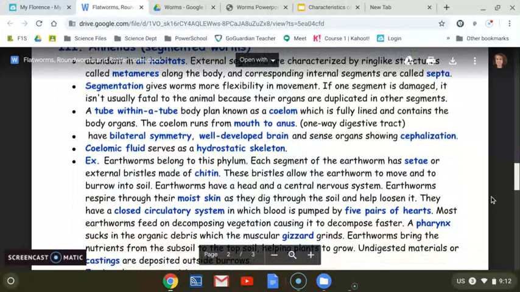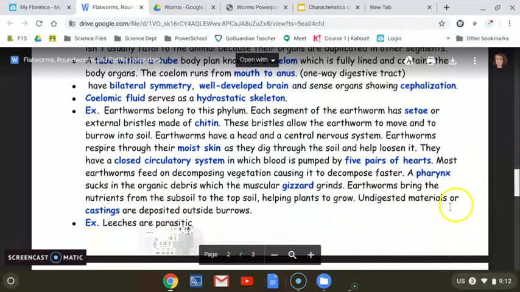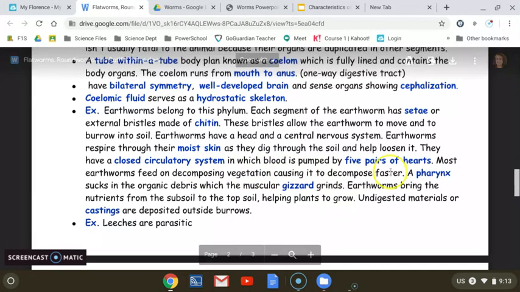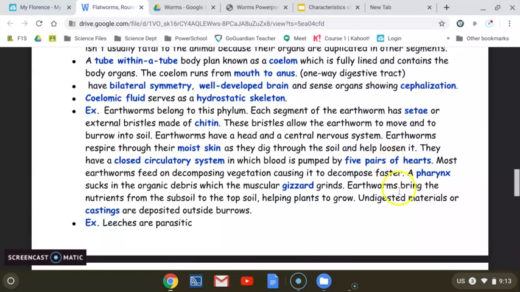Each segment of earthworms has setae, or external bristles made of chitin. They allow the earthworm to move and to burrow into the soil. They have a head and central nervous system, as we looked at in the other picture. We talked about the moist skin. We talked about the circulatory system being closed. It has 5 pairs of hearts.